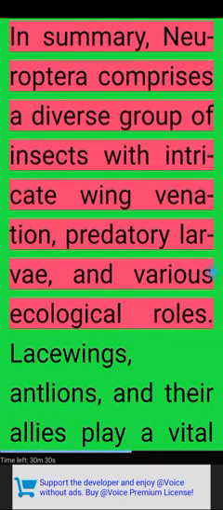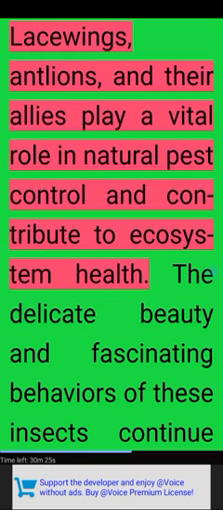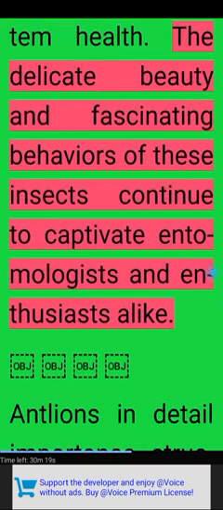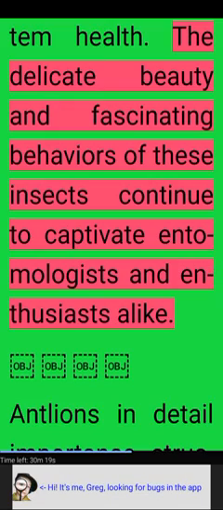changes. In summary, Neuroptera comprises a diverse group of insects with intricate wing venation, predatory larvae, and various ecological roles. Lacewings, antlions, and their allies play a vital role in natural pest control and contribute to ecosystem health. The delicate beauty and fascinating behaviors of these insects continue to captivate entomologists and enthusiasts alike.